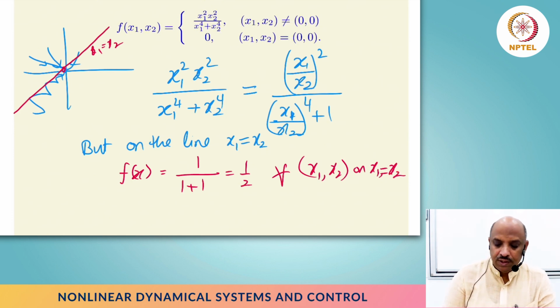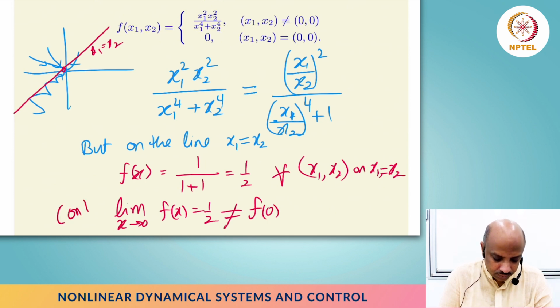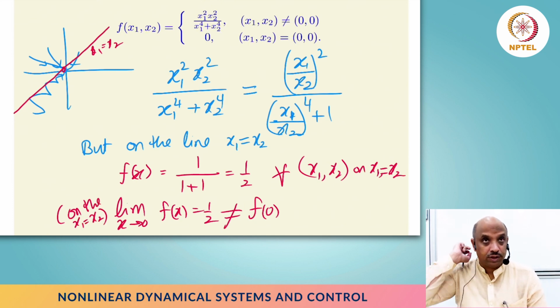So that means, very close to the origin on this line, okay, x goes to 0, f of x is going to be equal to half, which is not equal to f of 0, right, on the line. So this function is therefore discontinuous, right?